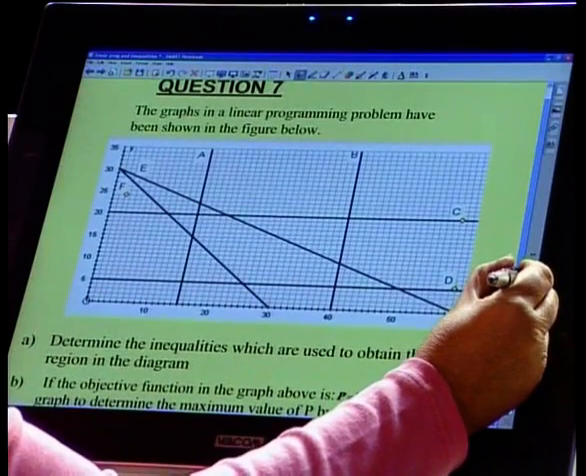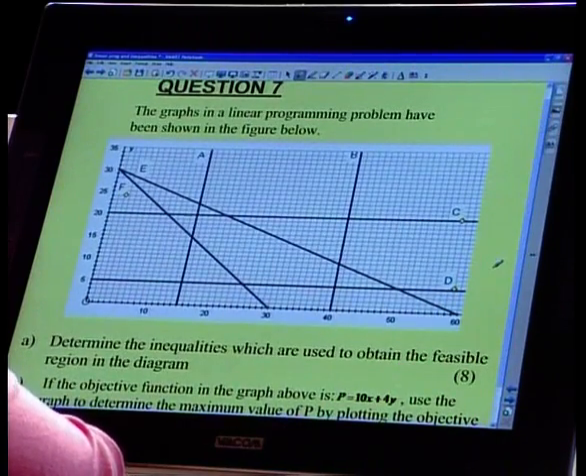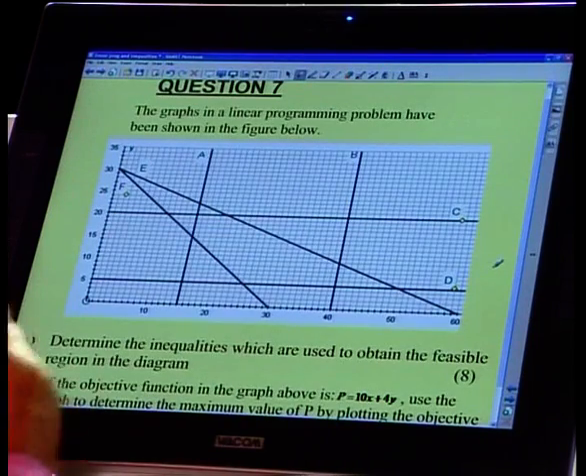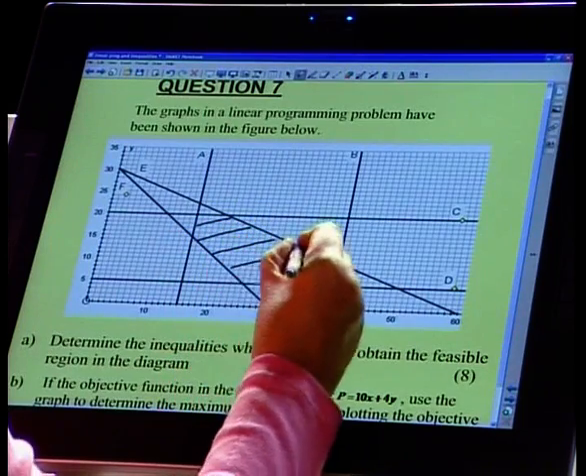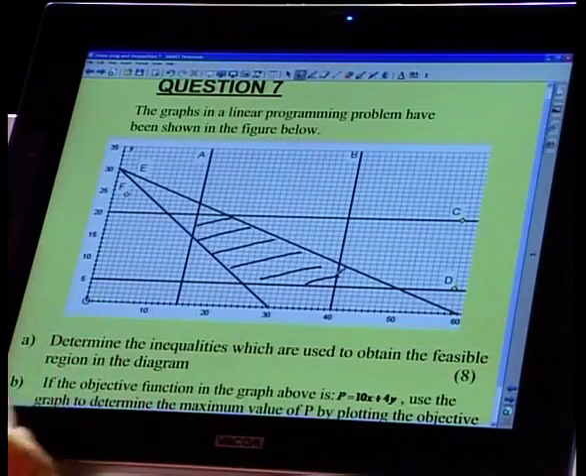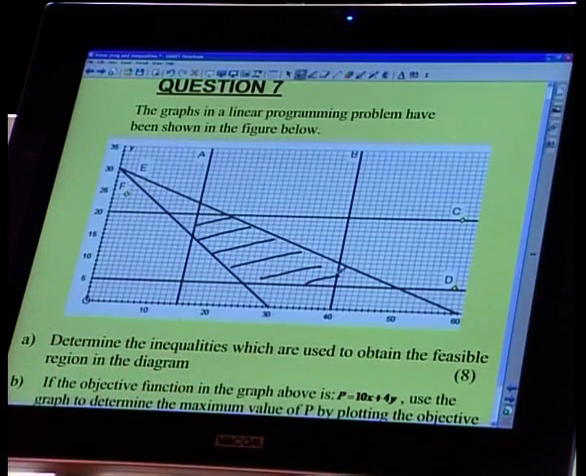All right, let's move to the next question. We're going to have to move quite quickly because we're almost out of time. So let's go to this question here and let's look at it. The graphs of the linear programming problem have been shown in the figure below. So you can see there's a drawing. Determine the inequalities, and in fact this is a shaded area. Determine the inequalities which are used to obtain the feasible region in this diagram.